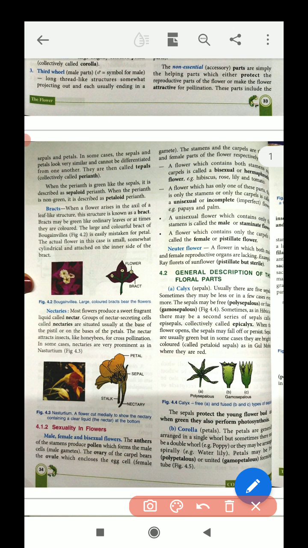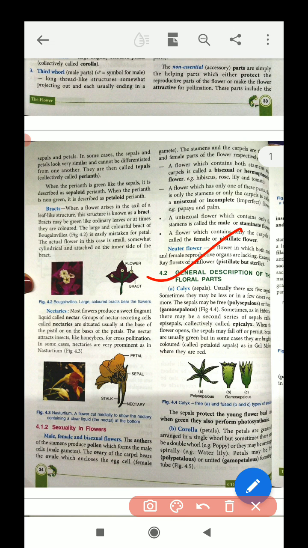After that, a unisexual flower which contains only stamen is called a male or staminate flower, and one which contains only female parts is pistillate. Pistil means female. The name is quite important, and students, you just remember this. Sometimes the question comes as: explain the following term.